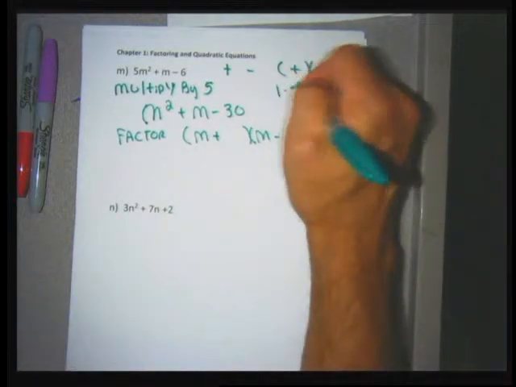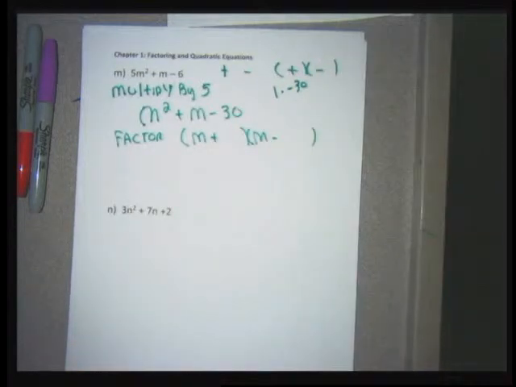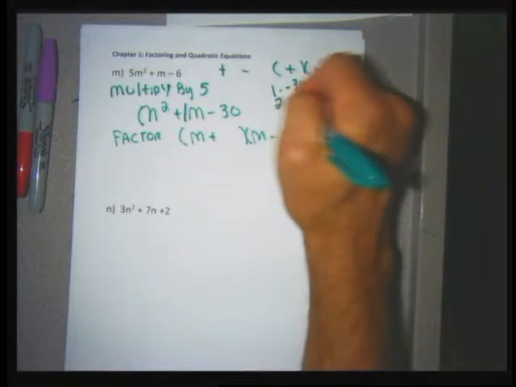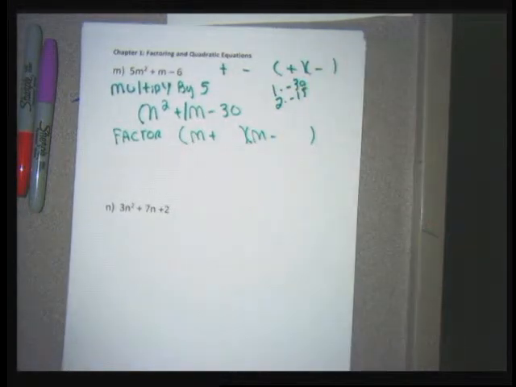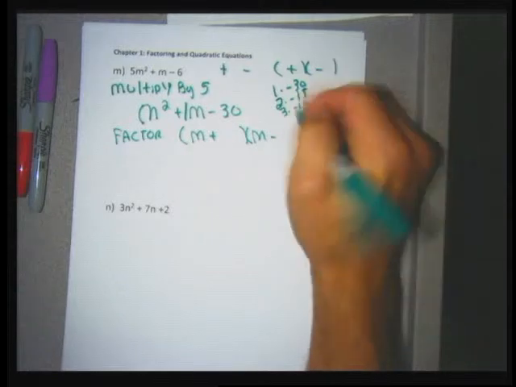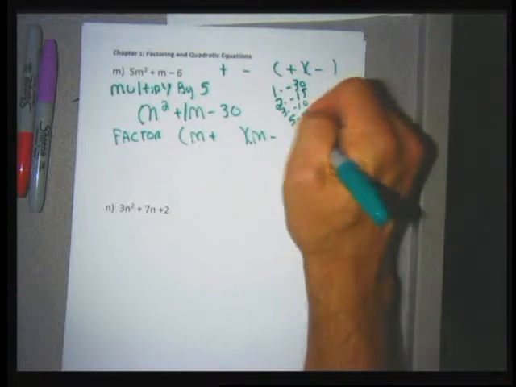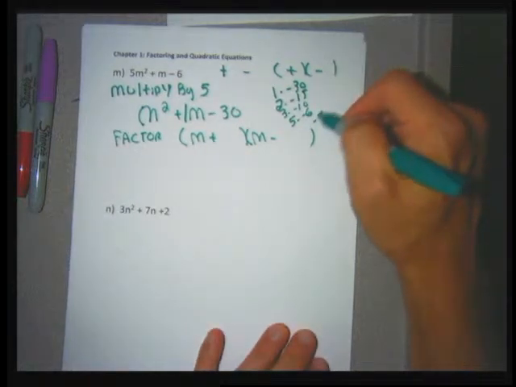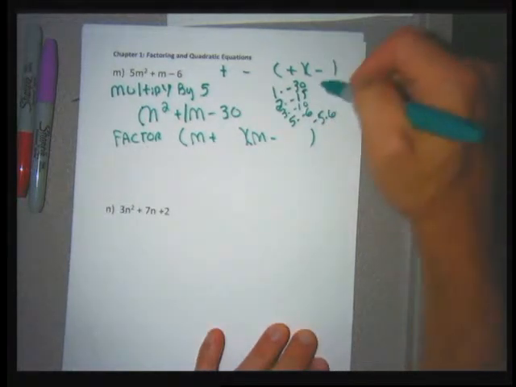The 1 in minus 30, that's not close to the 1 that I'm trying to get, so I'll move on. The 2 in the minus 15, I don't see a 1 there, I'll move on. The 3 in the minus 10, I don't see a 1 there. The 5 in the minus 6 is the pair that's interesting. It's either going to be 5 and minus 6 or negative 5 and positive 6.